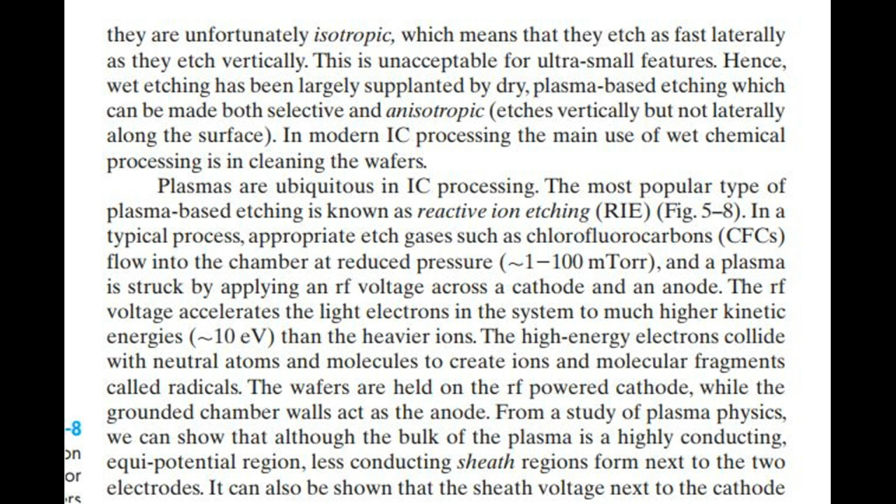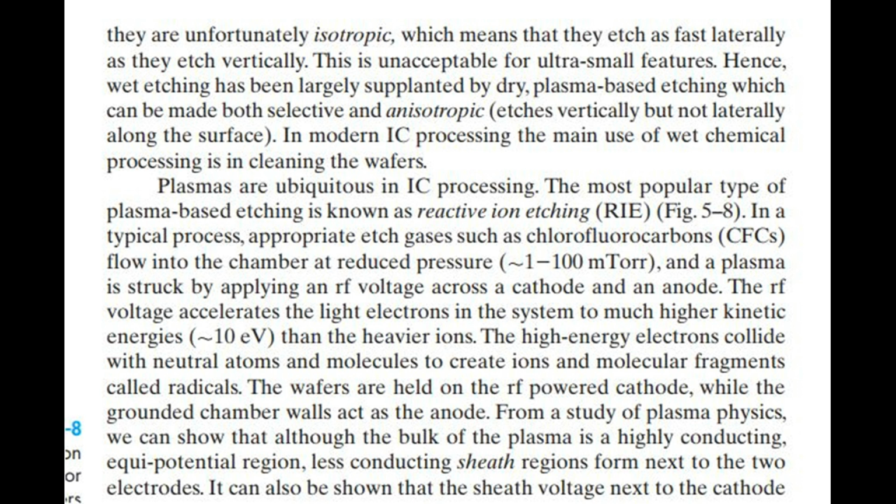Although many wet etches are selective, they are unfortunately isotropic, which means that they etch as fast laterally as they etch vertically. This is unacceptable for ultra-small features. Hence, wet etching has been largely supplanted by dry, plasma-based etching, which can be made both selective and anisotropic, etches vertically but not laterally along the surface. In modern integrated circuit processing, the main use of wet chemical processing is in cleaning the wafers. Plasmas are ubiquitous in integrated circuit processing.